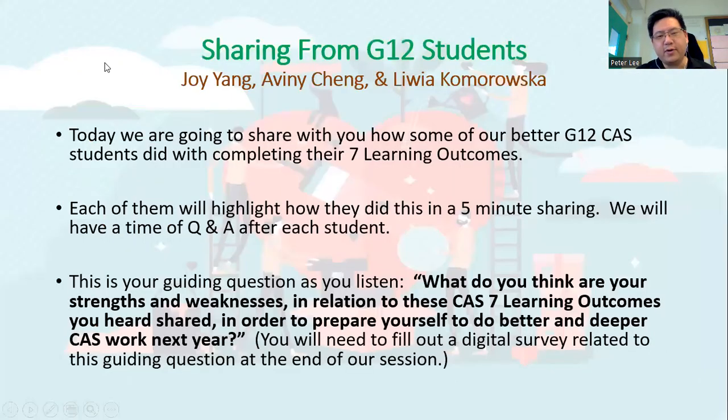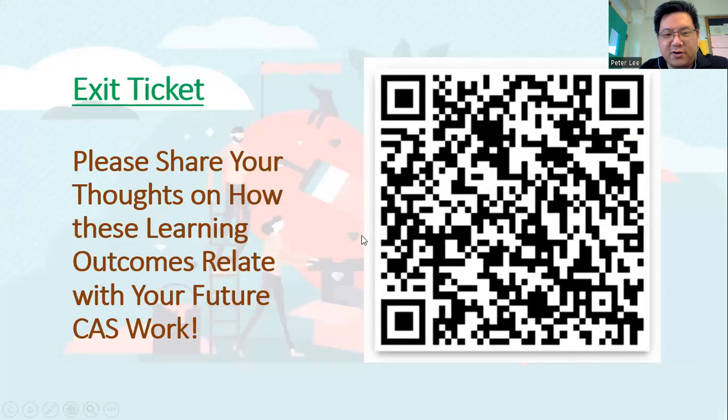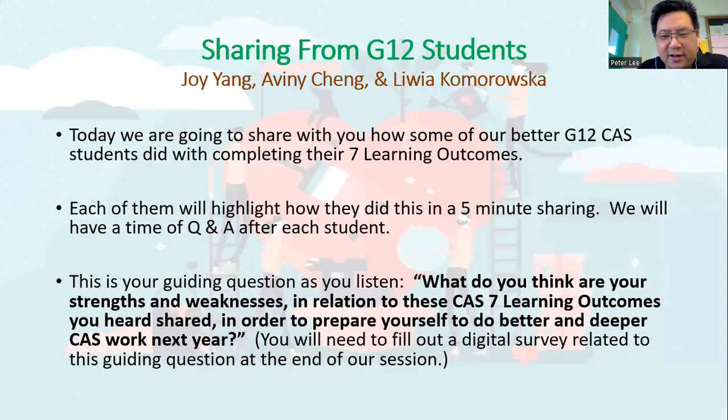Okay, so we've heard from Joy, we've heard from Avani, we heard from Livia. Thank you, three, for sharing your experiences, especially with learning outcomes. The guiding question for the G10s and 11s was this: what do you think are your strengths and weaknesses in relation to these CAS 7 learning outcomes you heard shared, in order to prepare yourself to do better and deeper CAS work next year?